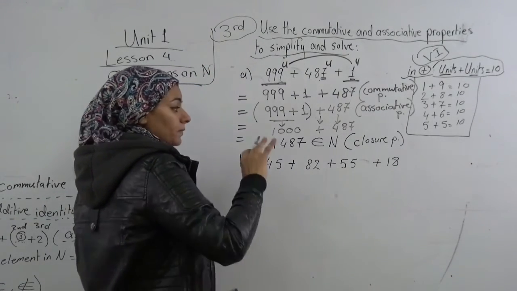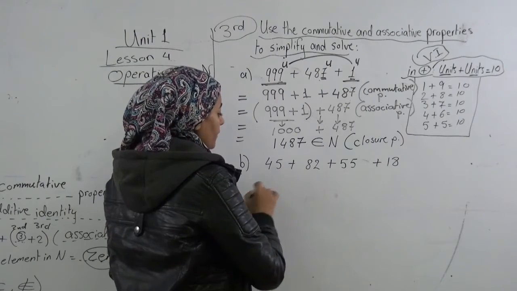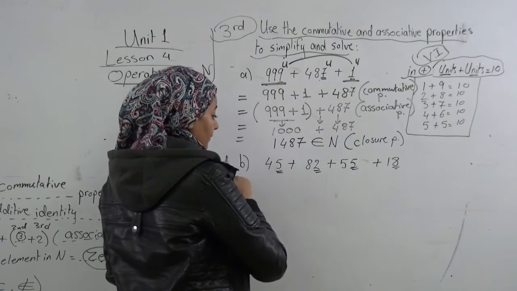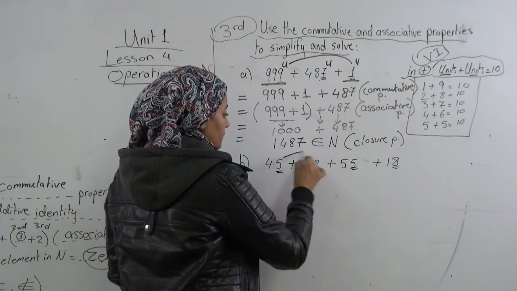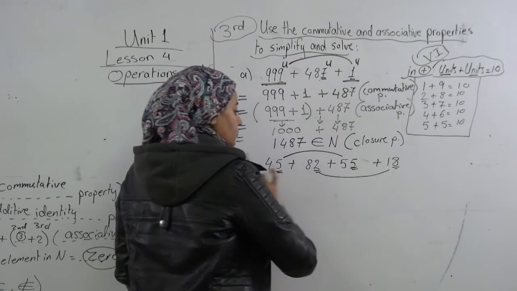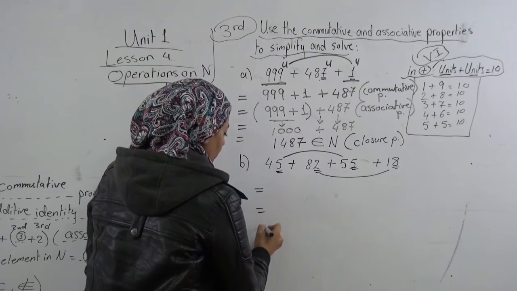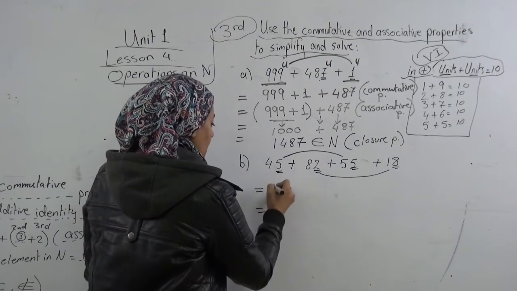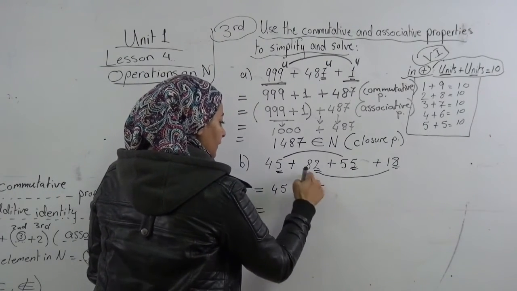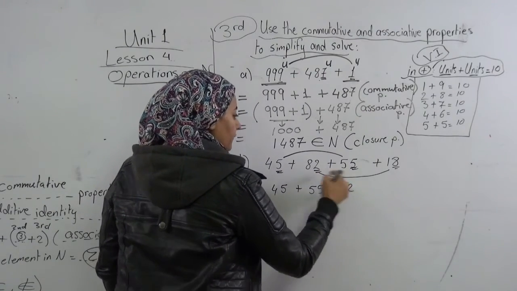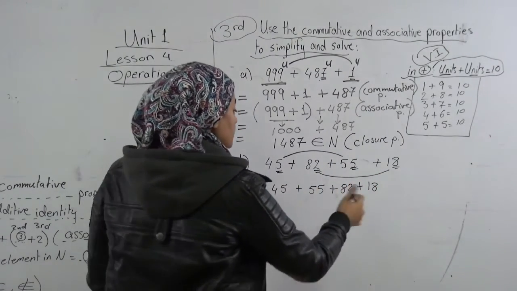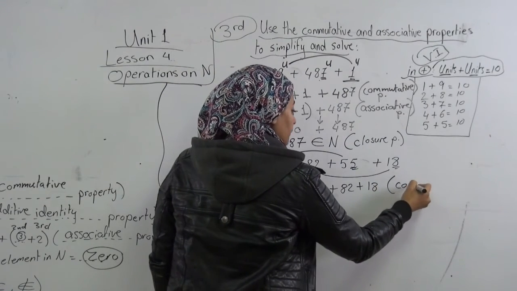Number B, the same. I need to simplify, so I'm searching for units plus units that will give me 10. 5 plus 5, so these are friends. And 2 plus 8, so these also are friends. Let's start our 4 lines. 45, bring its friend beside it, and then write 82, and then bring its friend beside it. Like this, I exchange the places of the numbers, which we said is called the commutative property.